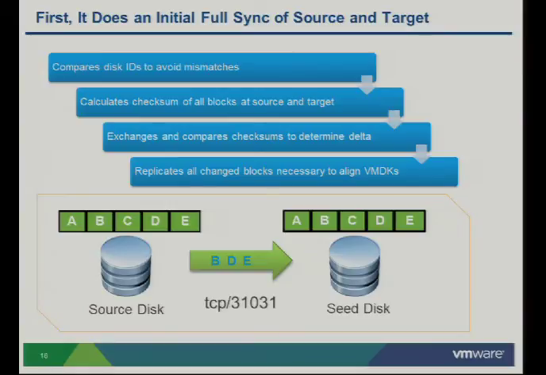This initial replication traffic goes over a special TCP port, 31031. So if you want to distinguish between initial syncs versus ongoing syncs, you can actually configure different quality of service in your routers depending on the port.